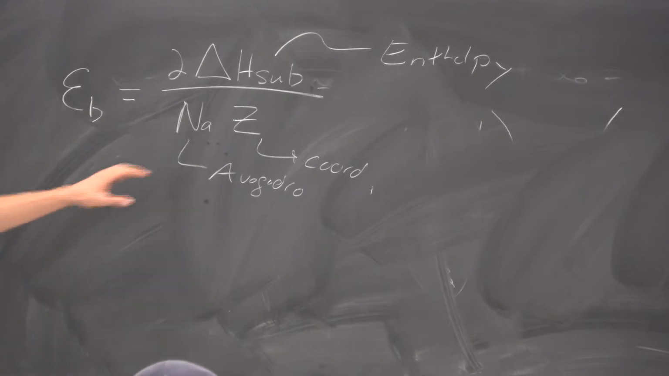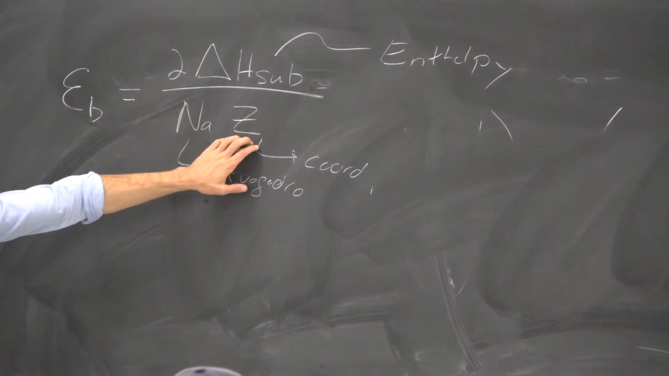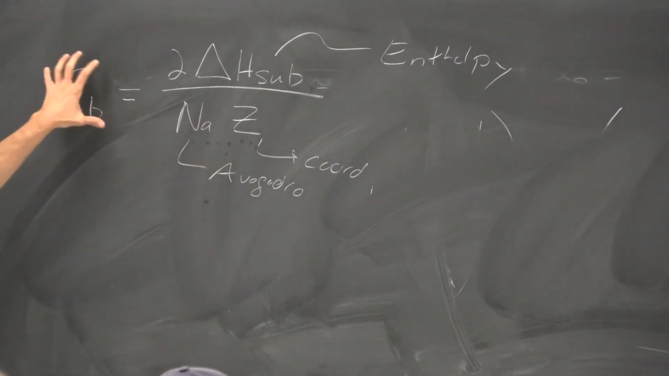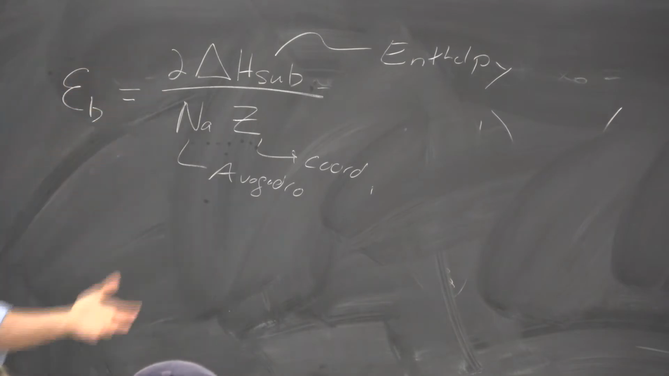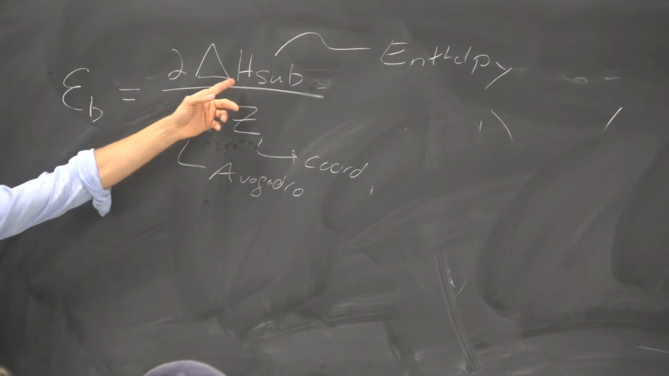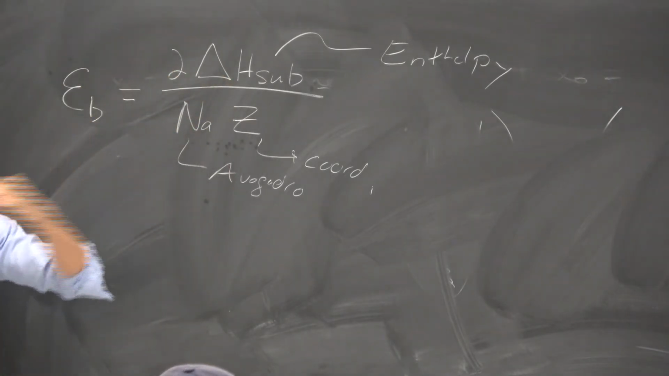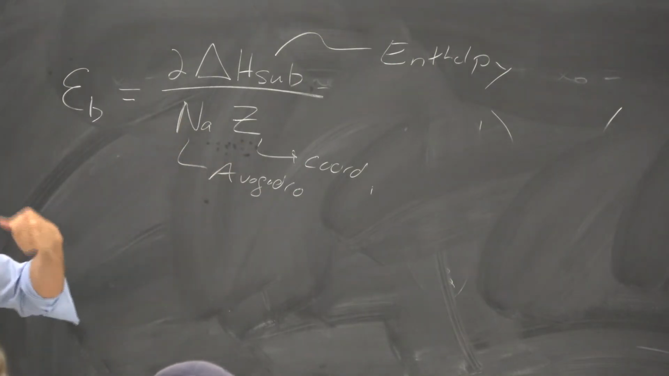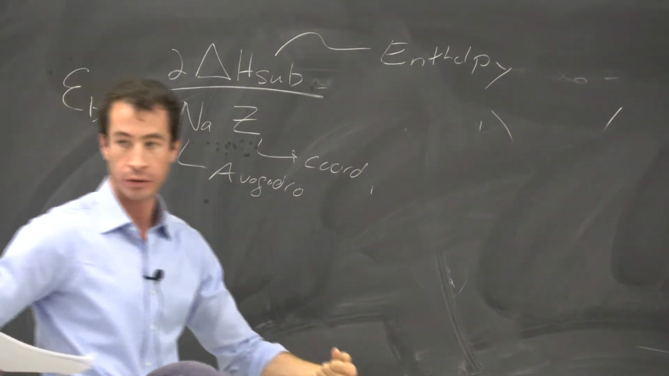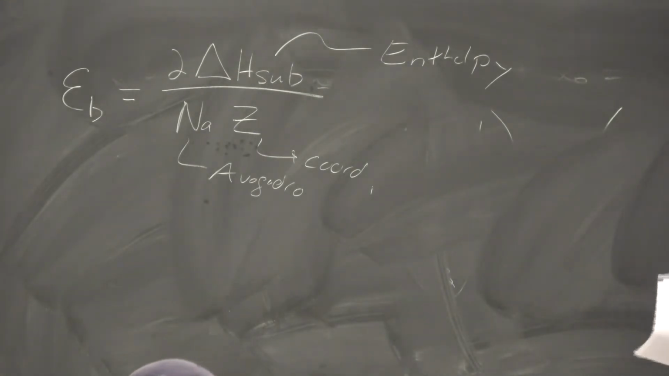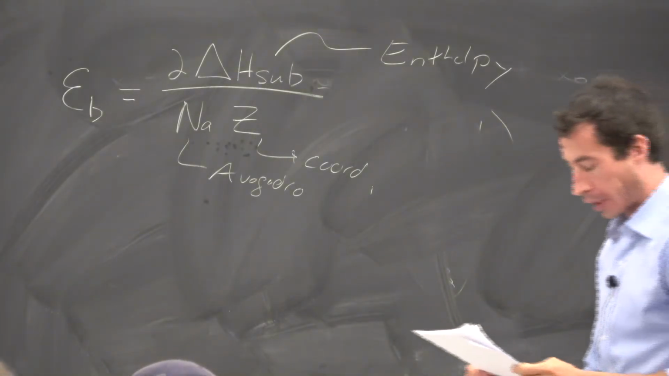Okay, and this makes sense, right? That Z is down here. If we have more bonds, we're dividing each bond strength by a different number, right? So if our coordination number is 12, then the energy of each bond is going to be lower, as opposed to if it was 6, right? Each bond would be stronger if there were fewer coordination sites, right?